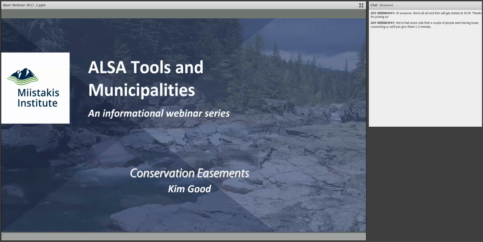So we're starting today with conservation easements, and I'll introduce Kim in just a second. And then we have three others, one on transfer of development credits on January 31st, one on conservation directives on February 7th, and one on conservation offsets on February 14th.